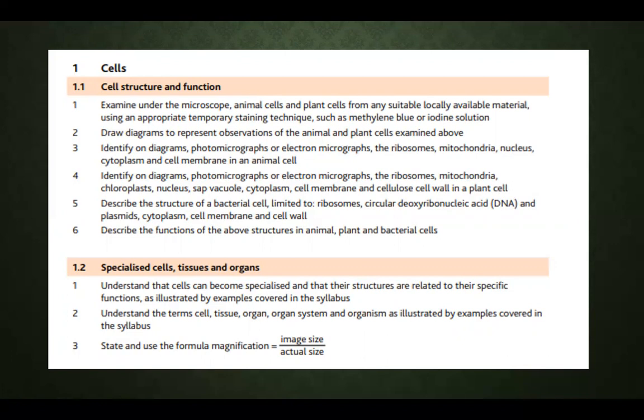the first learning outcome: examine under the microscope animal and plant cells from any suitable locally available material using an appropriate staining technique such as methylene blue or iodine solution. So let's begin. So it's 1.1.1.